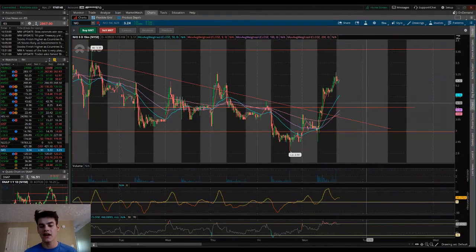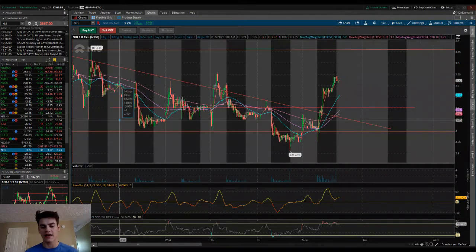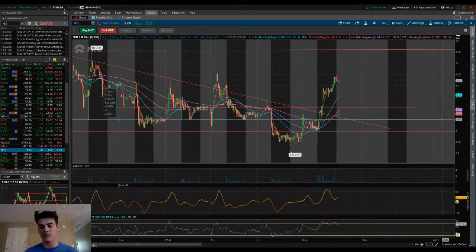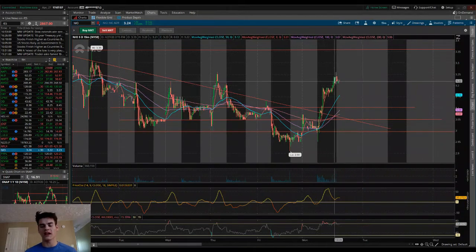So maybe 310 would be a level that you would want to look at on a pullback. Maybe even down here at 305. But again, the more that this thing pulls back, if it does, then the less impressive I see today's move being.